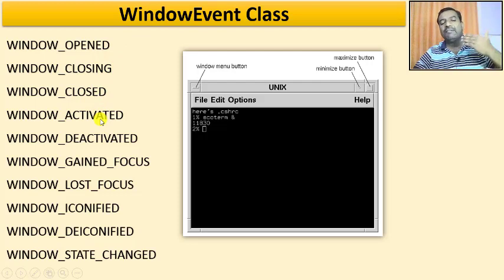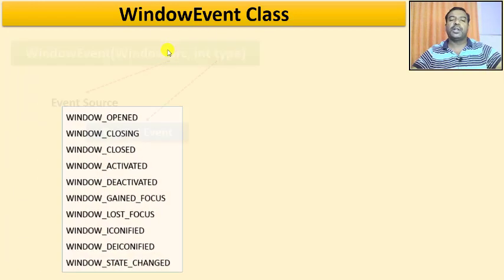So when I bring a window to the foreground, or when I make the window go to the background, or when I make the window get focus and start the operation, or when the window loses its focus once the operation is completed, or when I minimize this window, or when I maximize the window. Iconified is minimizing, de-iconified is maximizing the window. Whenever there is a change in the state of the window, this event will be created and should be handled with respect to the window.